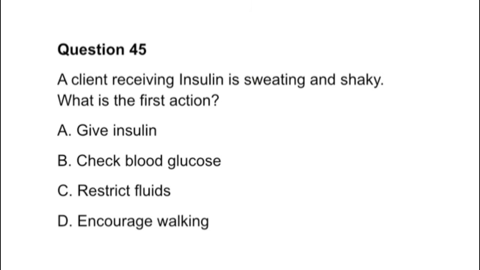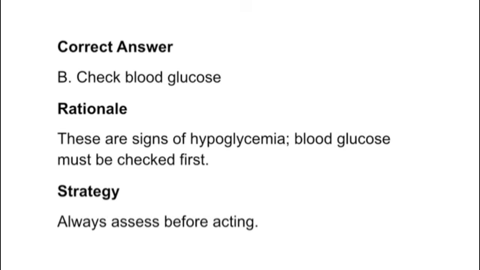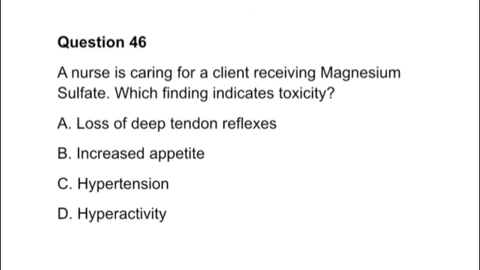Question 45. A client receiving insulin is sweating and shaky. What is the first action? A. Give insulin. B. Check blood glucose. C. Restrict fluids. D. Encourage walking. Correct answer: B. Check blood glucose. Rationale: These are signs of hypoglycemia. Blood glucose must be checked first. Strategy: Always assess.